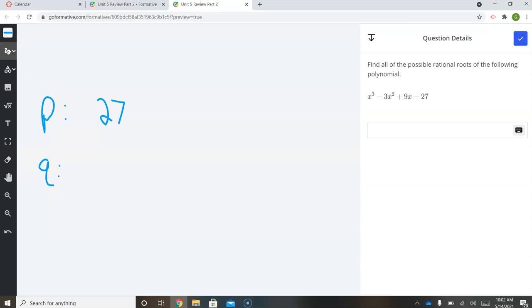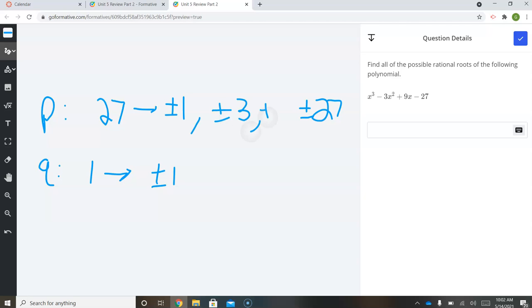And then the Q is the one in front of the x cubed, which is just 1, which in this case is really, really nice for us. So we have to list out all of the factors of each. Q obviously is just plus or minus 1. But 27 could be plus or minus 1, plus or minus 27, because 1 times 27, or plus or minus 3, or plus or minus 9, because 3 times 9. So these are nice numbers because there's not a lot of options, and all you have to do are the different options of P divided by Q, okay?